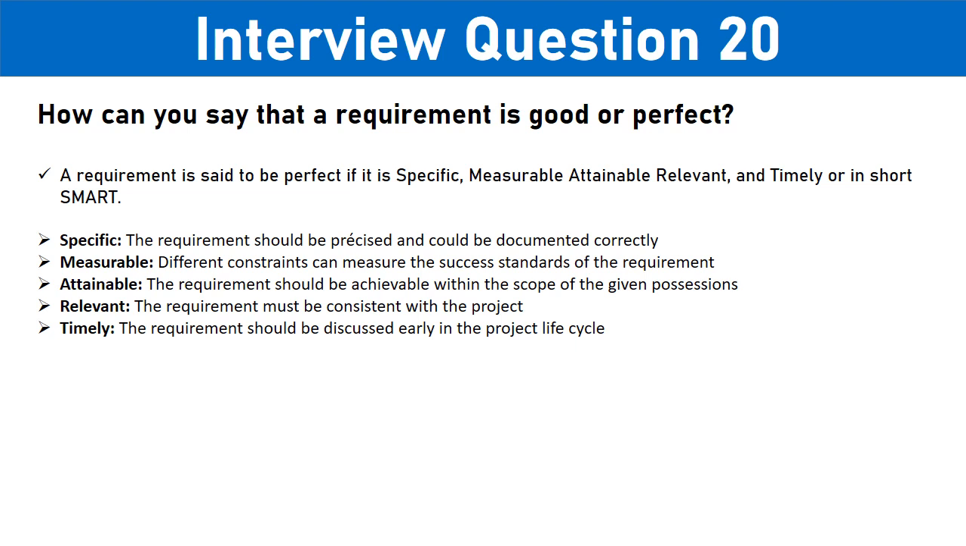Specific. The requirement should be precise and could be documented correctly. Measurable. Different constraints can measure the success standards of the requirement. Attainable. The requirement should be achievable within the scope of the given possessions. Relevant. The requirement must be consistent with the project. Timely. The requirement should be discussed early in the project life cycle.